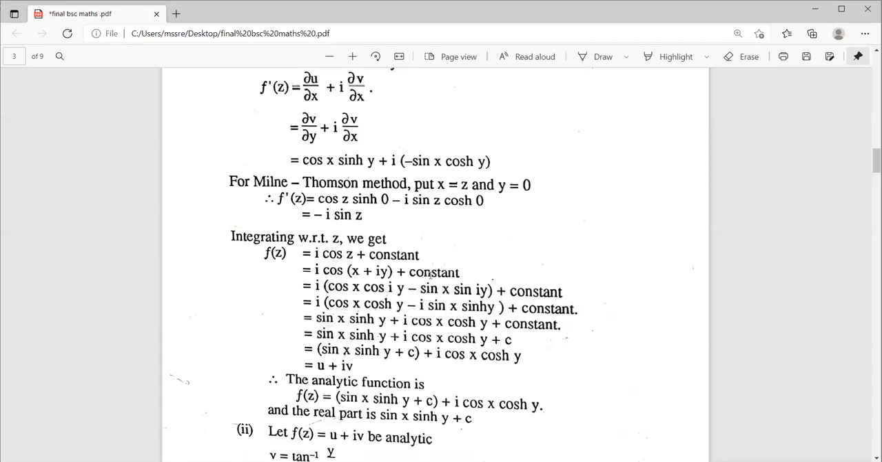x plus I y plus constant. So this is I into cos x, cos of a plus b formula is cos a cos b minus sin a sin b. So cos x cos I y minus sin x sin y plus constant. So it is I into cos x, cos I y is cos hyperbolic y, sin I y is I sin hyperbolic y. Remember, sin I y is I sin hyperbolic y. You will get minus I into sin x into sin hyperbolic y plus constant.